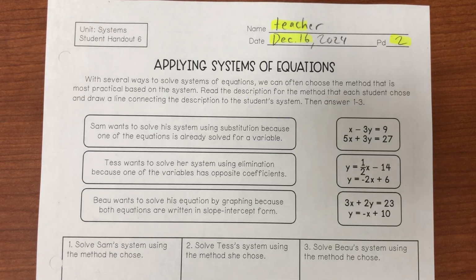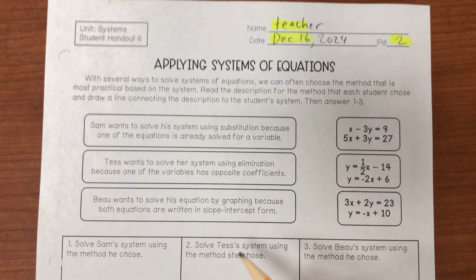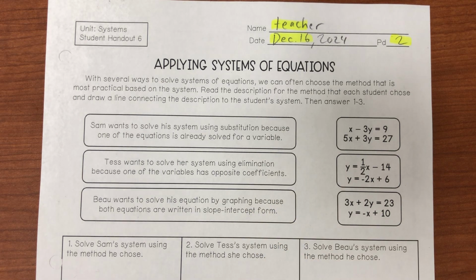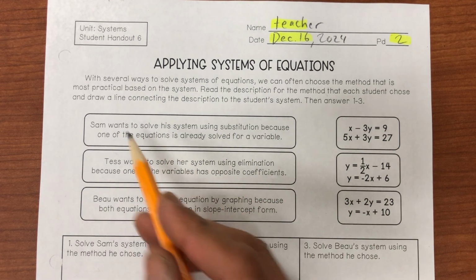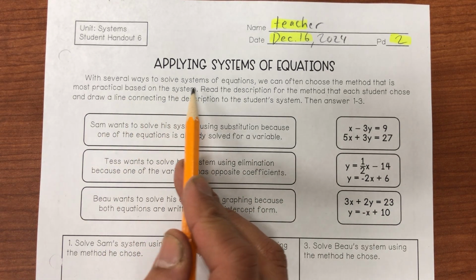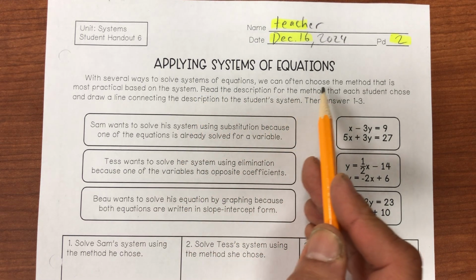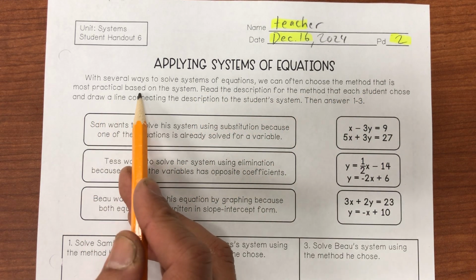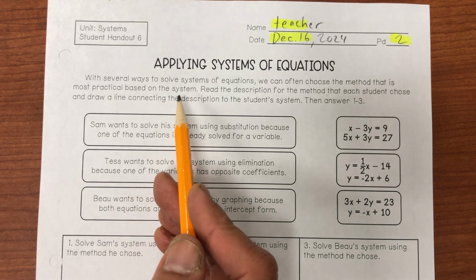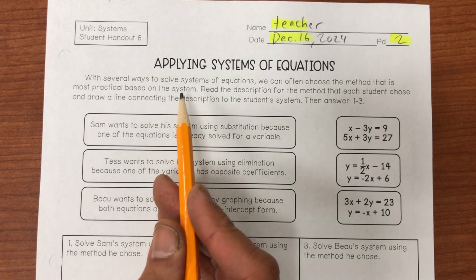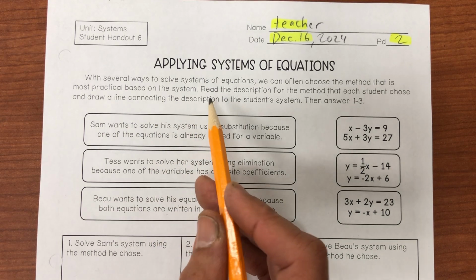And then we have solving by substitution, where you find the value of one variable, plug it back into the equation, find the value of the other variable to get your ordered pair. And then lastly, we have solving systems of equations by elimination. So with several ways to solve systems of equations, we can often choose the method that is most practical based on the system. Basically, we're going to choose which of the ways is easiest for each question.